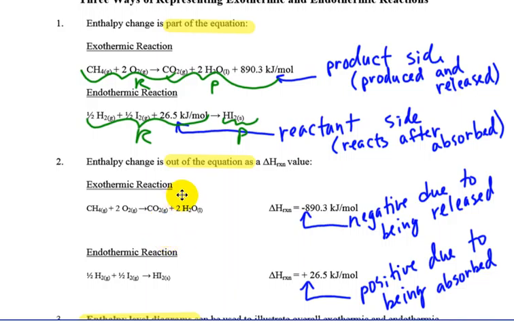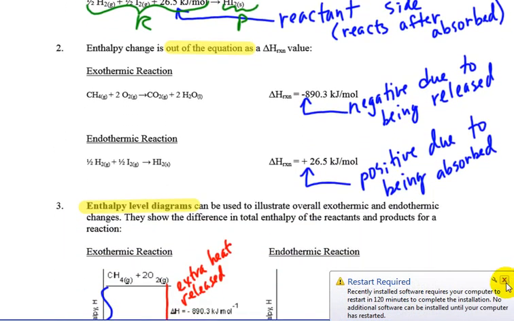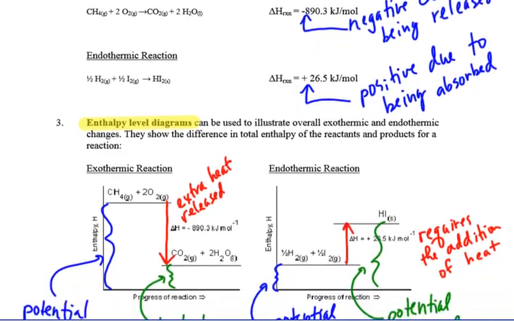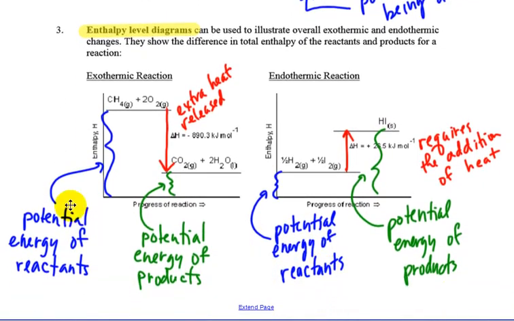If we have it out of the equation as a delta H value off to the side, of course a negative indicates that it was released, it's lost, it's produced, so it's exothermic. If it's positive, that means we have to add it into the system, so it must be an endothermic reaction, it has to be absorbed, it's part of the reactants. Okay? And looking at some neater graphs there too, the enthalpy level diagram, as we call it.